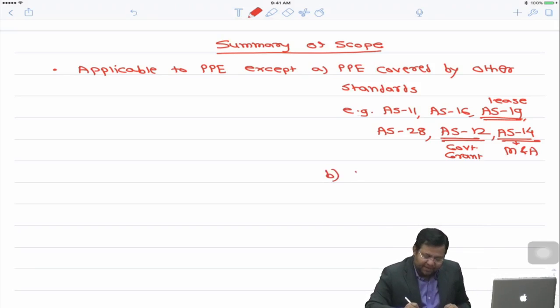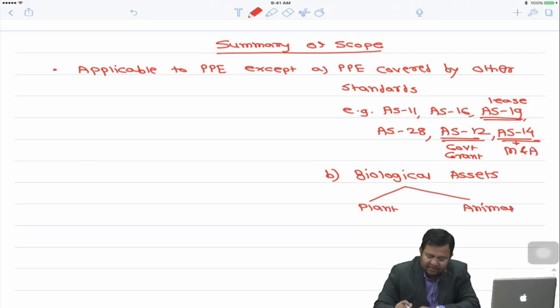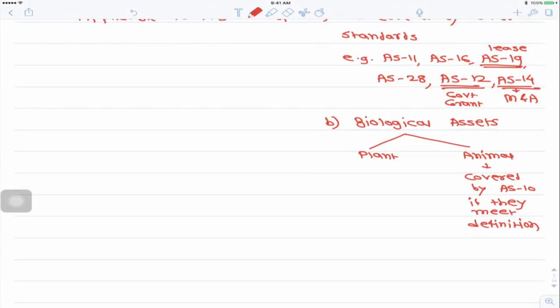बी, इट इज नॉट अप्लीकेबल टू बायोलॉजिकल असेट्स. बायोलॉजिकल असेट्स के दो पार्ट्स है बच्चों. बायोलॉजिकल एसेट्स में क्या क्या है? प्लांट एंड एनिमल्स covered by AS 10 if they meet definition, if they meet the definition of property, plant and equipment.